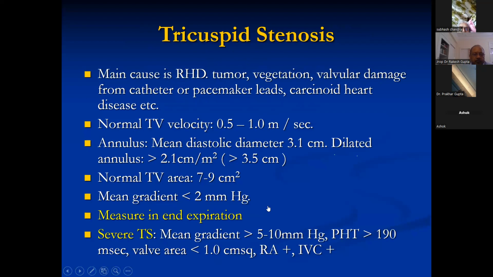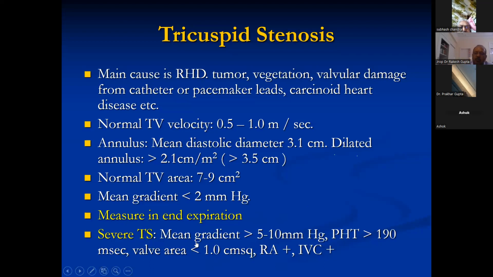All right-sided velocities have to be measured in end expiration. During inspiration, there is more flow into the right ventricle. So you will always get stable Doppler readings when you measure in end expiration, because respiration always alters the various velocities.